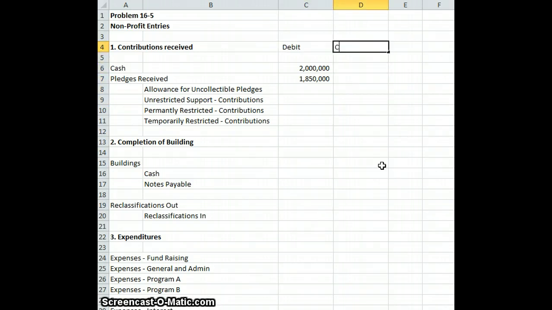I'll label my columns here: debit, of course, and credit. Again, everything is the same as a for-profit company. As with receivables, we have allowances for uncollectible accounts. So with our 10% pledge uncollectibility estimate, we're going to set up that allowance at this point in time. We are going to do an entry to set up our allowance, and our allowance is going to be a credit for $185,000.